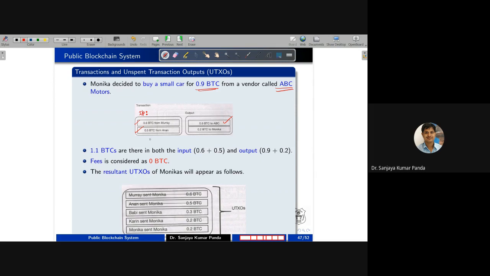But this sum is 0.6 plus 0.5, it is 1.1 only, right? So 0.9 means you are left with another 0.2 BTC. So it is possible if we assume that the transaction fee or transaction charge is equal to 0. Otherwise, it is not possible, right? So fees is considered as 0 BTC. So I am removing these two transactions from UTXO, right? And the remaining, leftover transactions will be forwarded to the next one, right?